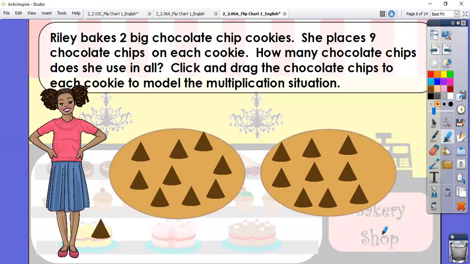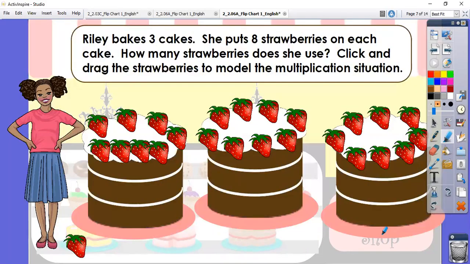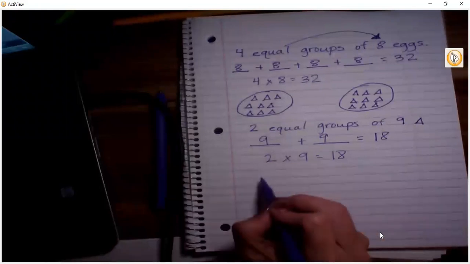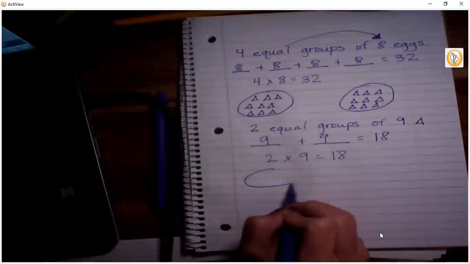Okay. Our next problem. So now Riley's baking some cakes. She has 3 cakes and she put 8 strawberries on each cake. So we're going to head back to our notebook and we're going to represent this problem together. Okay. Riley has 3 cakes. Just going to draw 3 circles again.